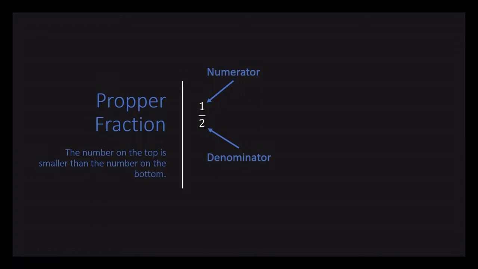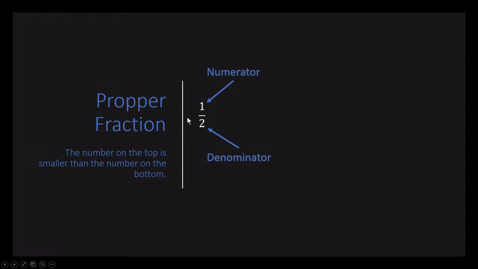Now, regardless of whatever the number is, and regardless whether it's a proper fraction or improper fraction, the number on the top is called the numerator, and the number on the bottom is called the denominator. This is regardless of the values of whatever numbers you have. And most of the times when we deal with fractions, we're going to have proper fractions.